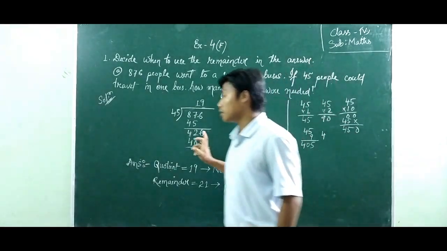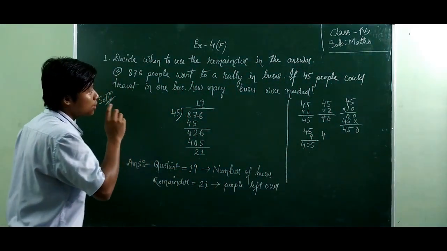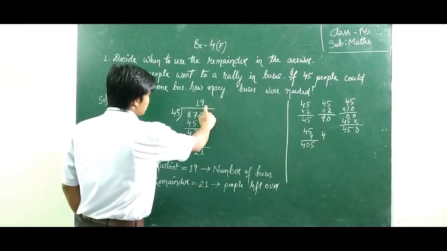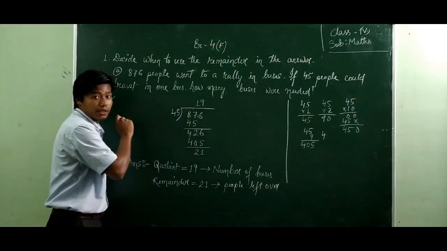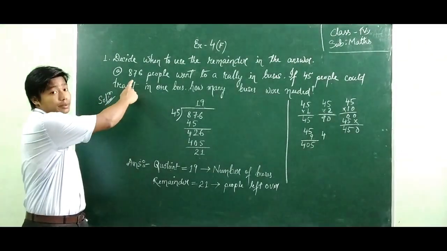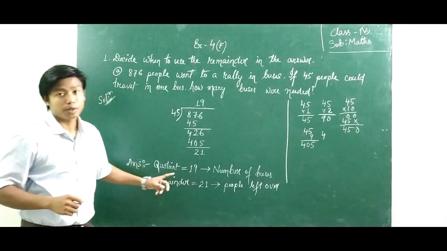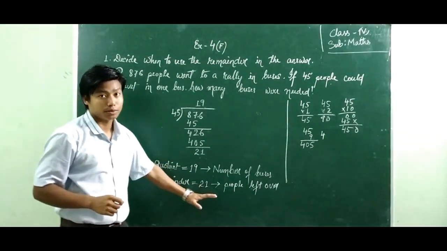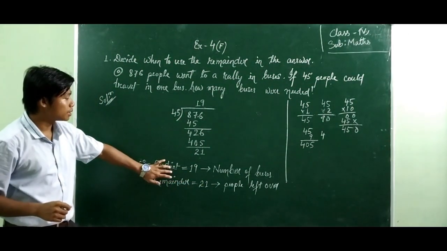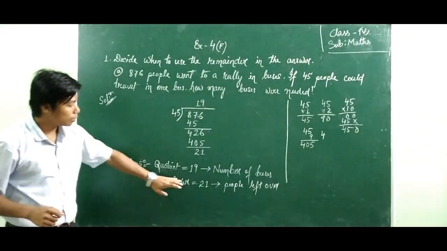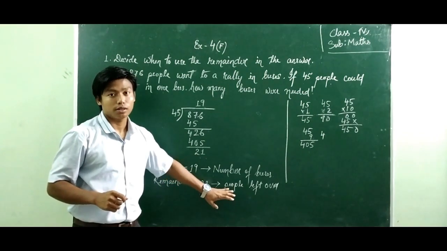In the question, you remember, it asked how many buses were needed. So the quotient 19 is the number of buses needed to carry 876 people. The remainder is the people left over. So only 19 buses are needed to carry 876 people, and 21 people are left over.